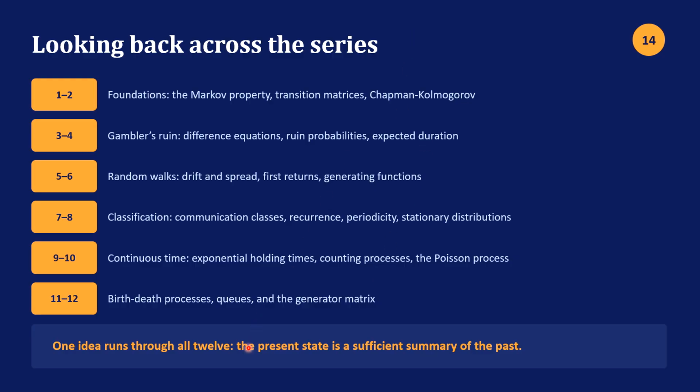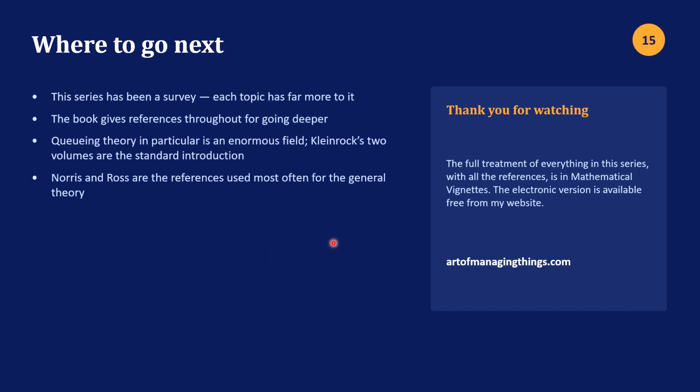And I have one more slide here that kind of just summarizes this lesson number 12. Let's look at that. So lesson 12, as we saw, involved the generator matrix Q, which was another way of describing a continuous time Markov chain. And that was where we concluded.